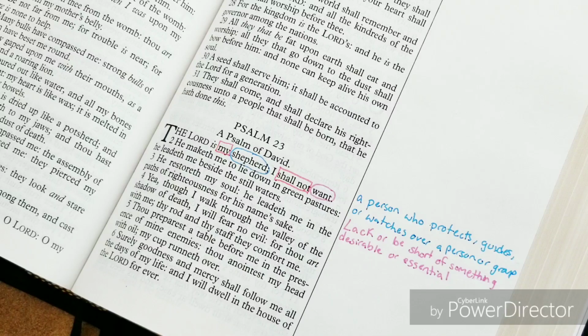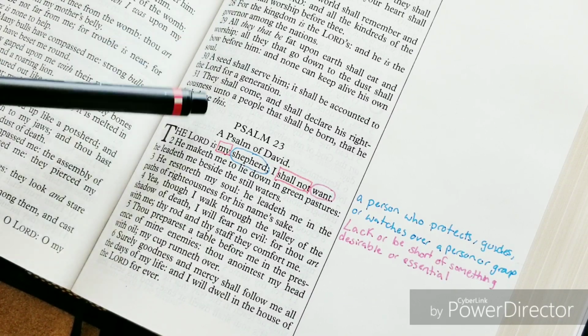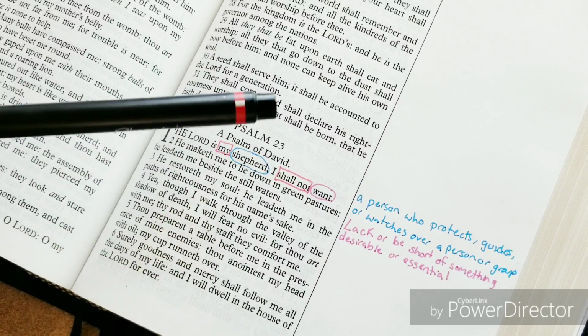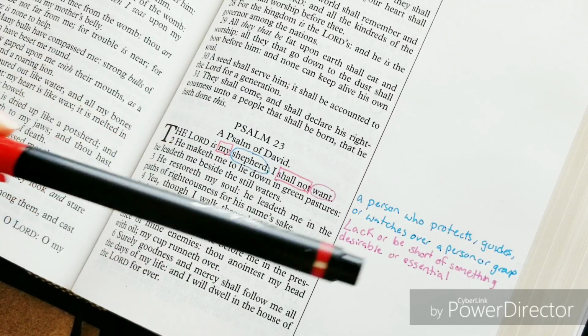I could probably underline the whole verse, but we're not gonna do that. I mean, if you want to do that, you go right ahead. So my other markings, like if I underline or box, I always use a red pen. That's just me.